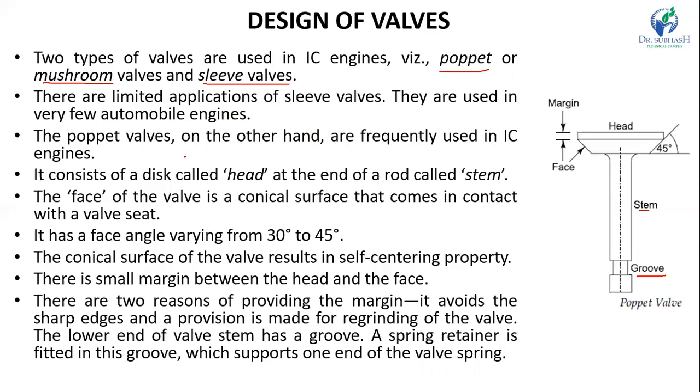This poppet valve consists of a disc that is called the head. This is the head at the end of the rod, and that is called the stem. Here this part is the stem. The face of the valve is a conical surface that comes in contact with the valve seat. Here it is conical, so this is the face. The face is conical at an angle of 45 degrees, right? This face angle varies from 30 to 45 degrees.